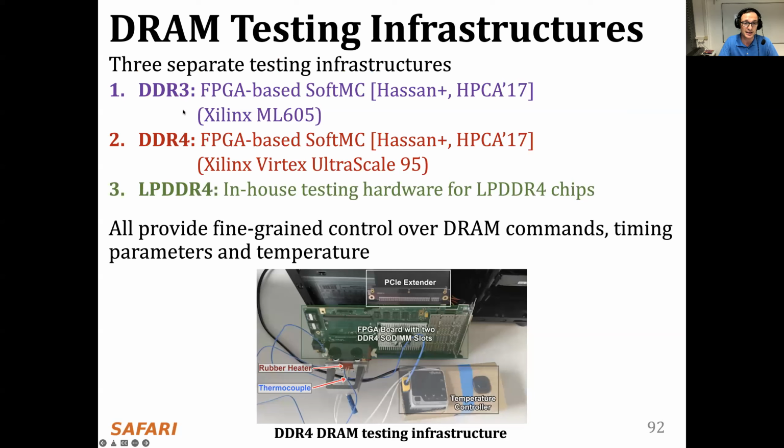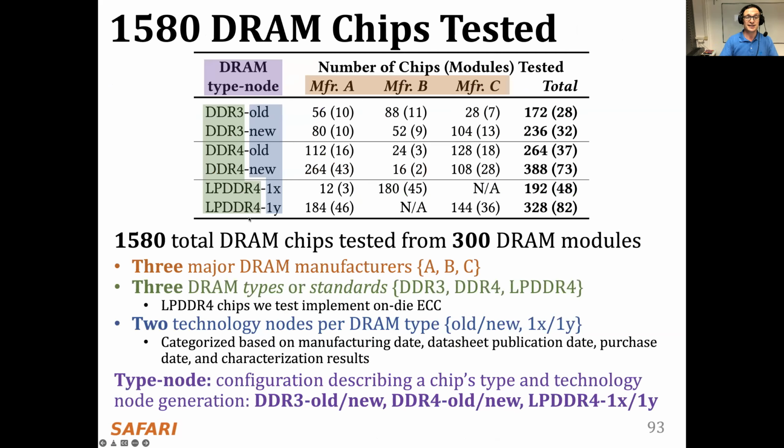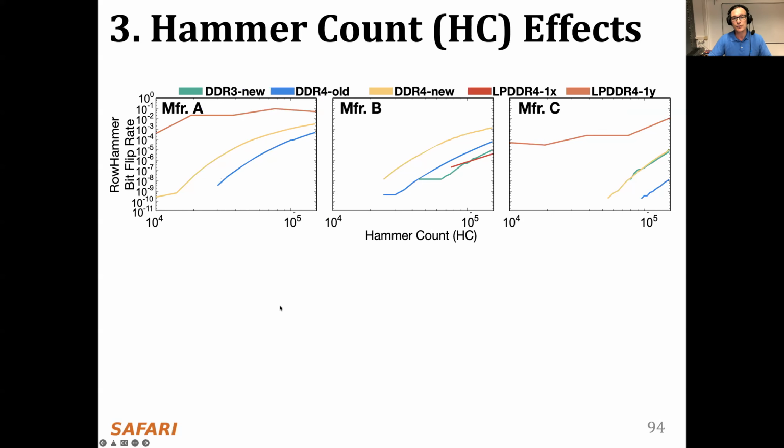Basically, we tested DDR3, DDR4, and LPDDR4 chips. We have different infrastructures for these, and these are example DRAM chips. This is a busy slide, but it basically shows the DRAM chips from 3 major manufacturers. And we have different technology generations, as you can see. Let me give you one result over here.